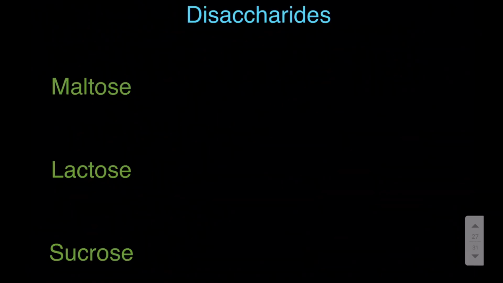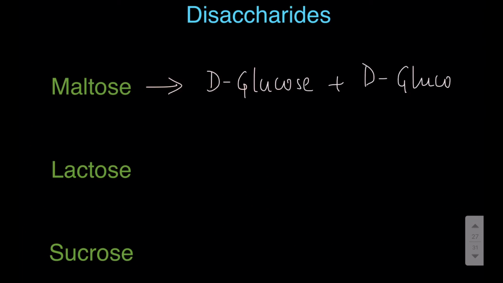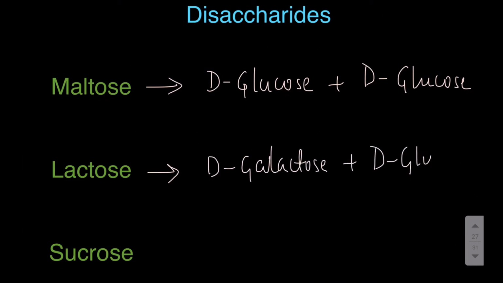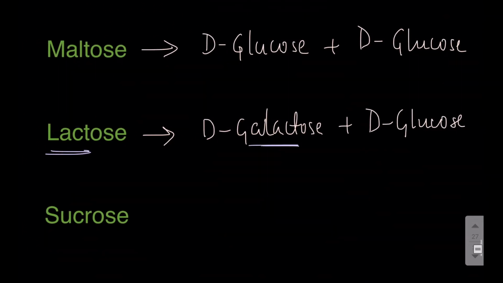The disaccharides consist of 2 sugar units. The 3 most important ones to know will be maltose, lactose, and sucrose. Maltose consists of 2 D-glucose units joined together by a glycosidic linkage. Lactose consists of D-galactose and a D-glucose unit joined together. Sucrose, which is a fruit sugar, consists of D-glucose and D-fructose.